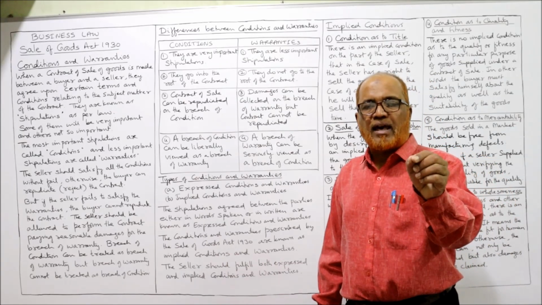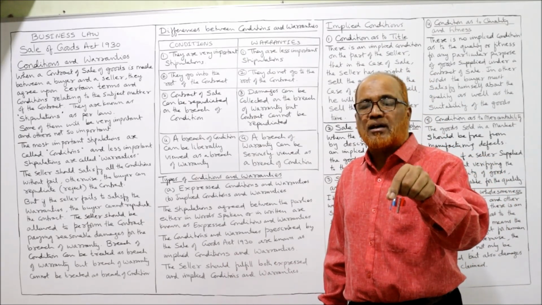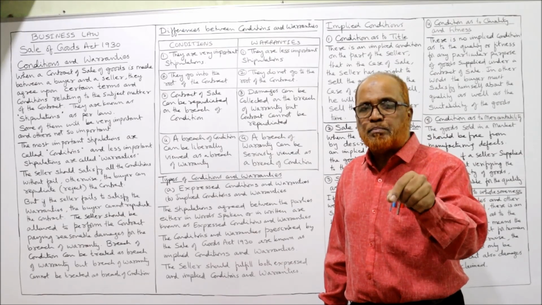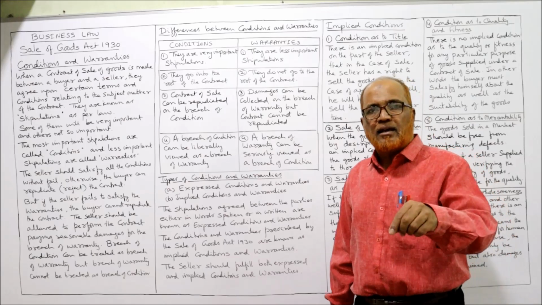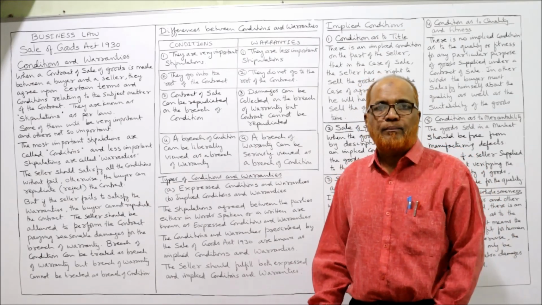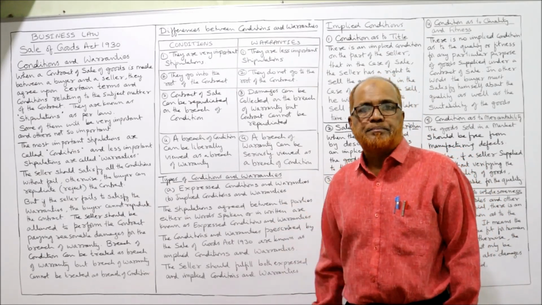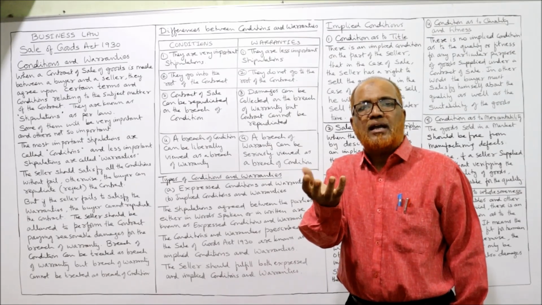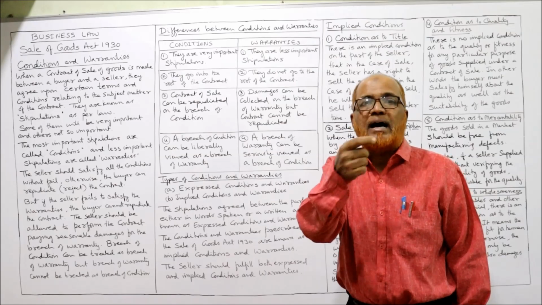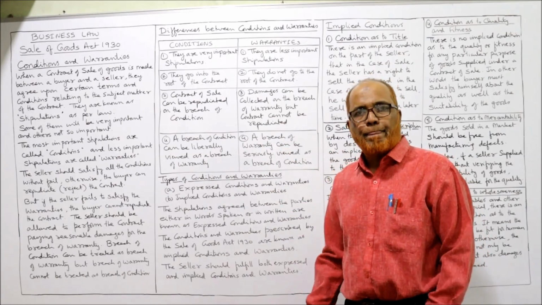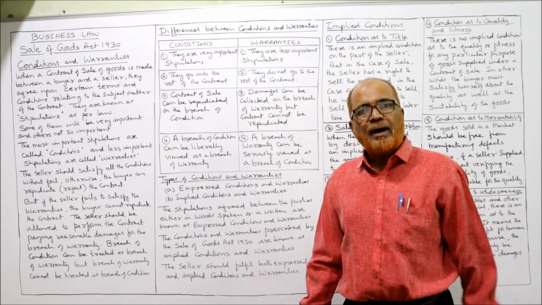Express conditions or warranties are those terms and conditions which are expressly given by the seller to the buyer, either by word of mouth, spoken, or in writing. That means the stipulations are either spoken or written expressly by the seller to the buyer.